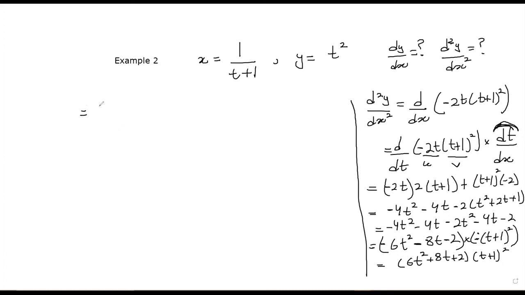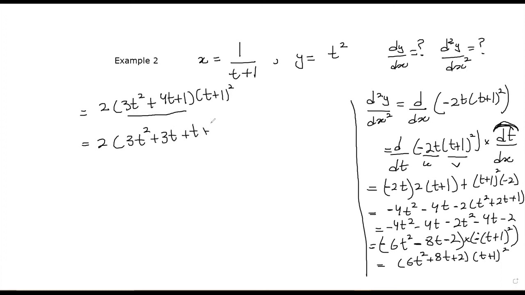Let's try to simplify this a little bit more. We will take 2 common out of the expression. With 2 taken common, we will be left with 3t squared plus 4t plus 1 over t plus 1 whole squared. If we factorize this term, we can simplify this expression a little bit more. So, 3t squared plus 3t plus t plus 1 over t plus 1 whole squared.